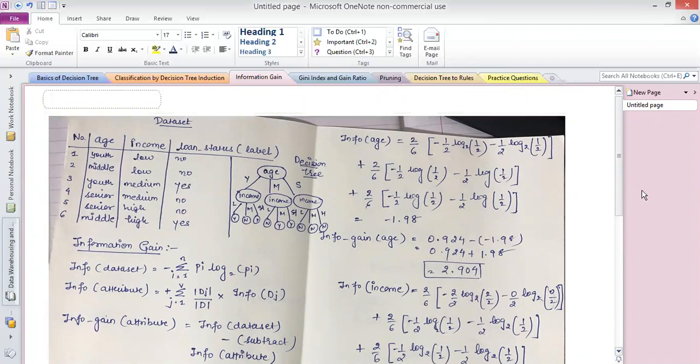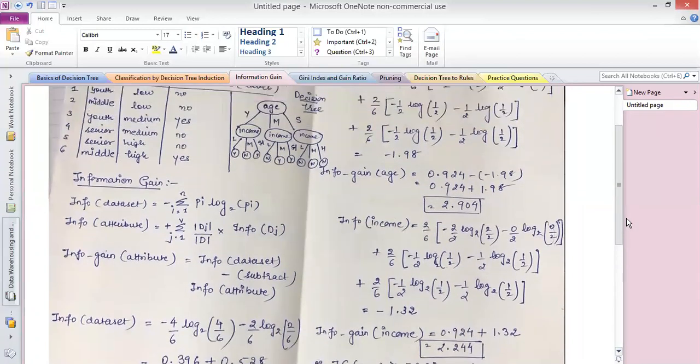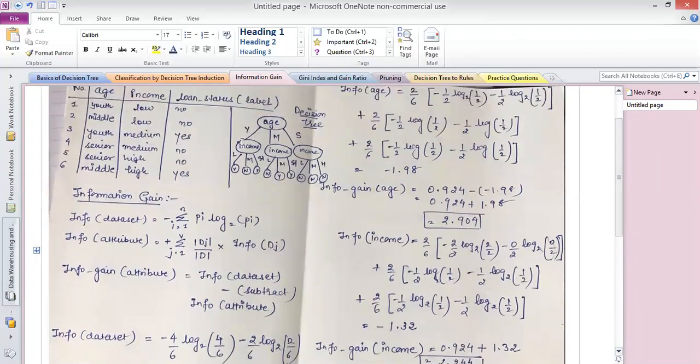Similarly, you calculate it for income. How do we do that? For income, everybody just check. How many unique values we have for income? 3: low, medium and high. We first go for low. Low is 2 tuples. So we write 2 by 6 in the bracket. Low has got both no's. So what do we do? Minus 2 by 2 log 2 by 2 to the base 2 minus 0 by 2 log 0 by 2 to the base 2. This stands for no, this stands for yes.